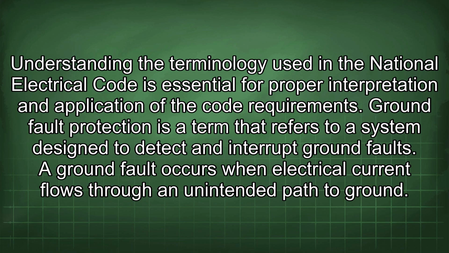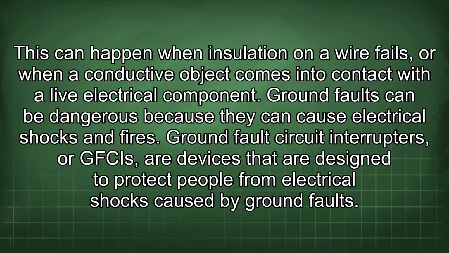Ground fault protection is a term that refers to a system designed to detect and interrupt ground faults. A ground fault occurs when electrical current flows through an unintended path to ground. This can happen when insulation on a wire fails, or when a conductive object comes into contact with a live electrical component. Ground faults can be dangerous because they can cause electrical shocks and fires.